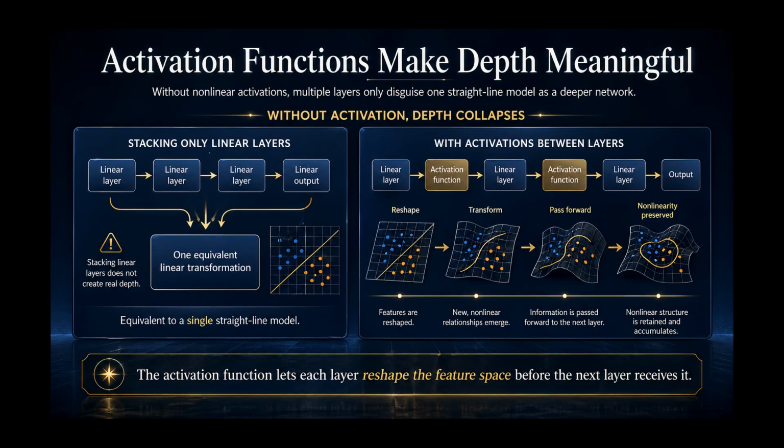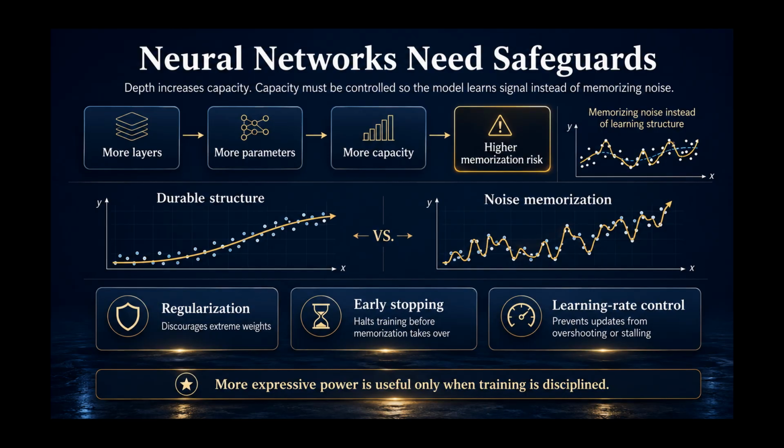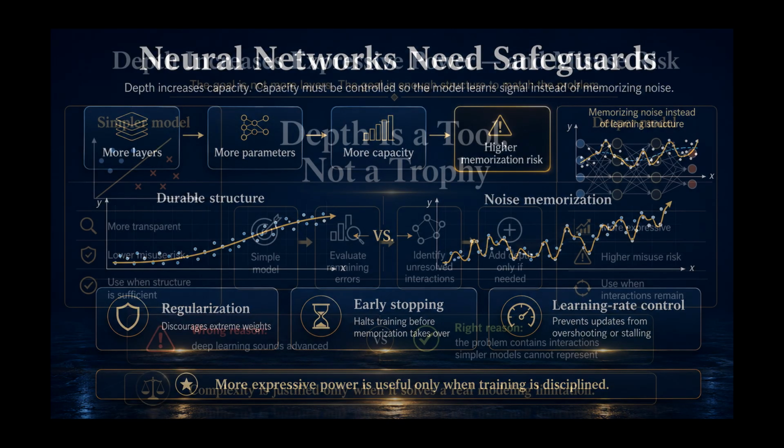But this power has a cost. More layers mean more parameters. More parameters mean more capacity. And more capacity means more opportunity to memorize noise instead of learning durable structure. That is why neural networks need safeguards. Regularization to discourage extreme weights. Early stopping to halt training before memorization takes over. And careful learning rate control so updates do not overshoot or stall.